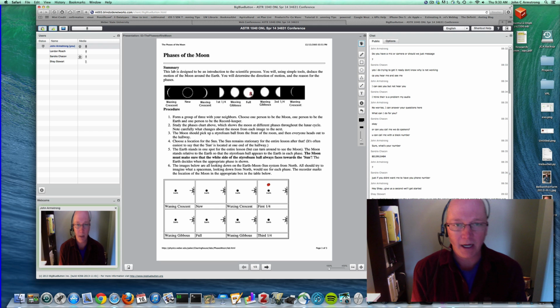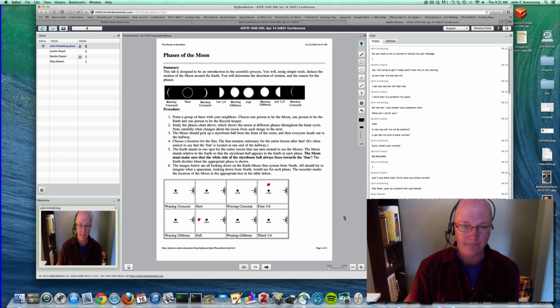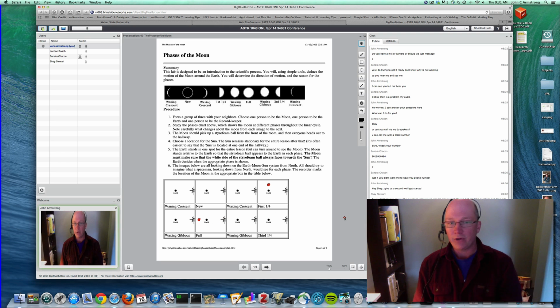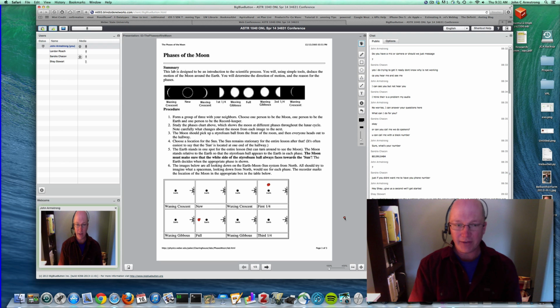So I go again up to my observations here and I see the full moon. And I go down here to find out where it says full, and I draw that. So I know that the full was completely opposite the sun, like this. And then you can do that for third quarter, for crescent, waxing crescent, waning crescent, and fill in this whole map.